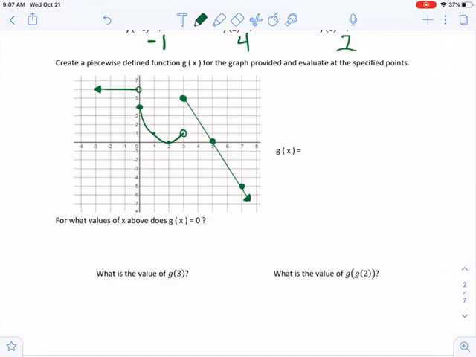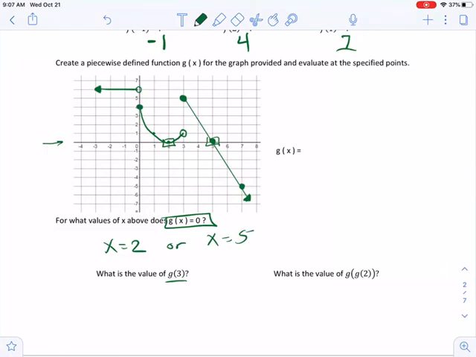Using my graph below, again, I might answer the questions underneath first. So for what values above does g of x equal 0? So that's going to be anywhere my graph hits the x-axis. So that's here and here. So I'm going to say that this is when x equals 2 or x equals 5. Different ways to report on that answer, but that's going to work fine.